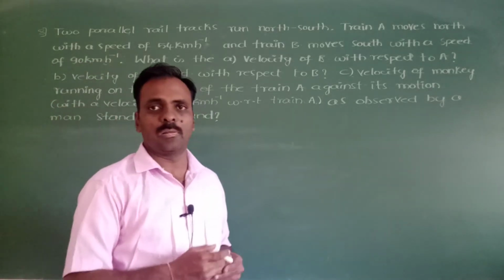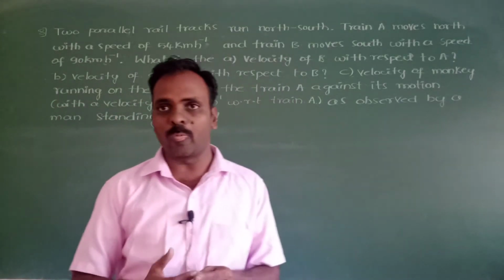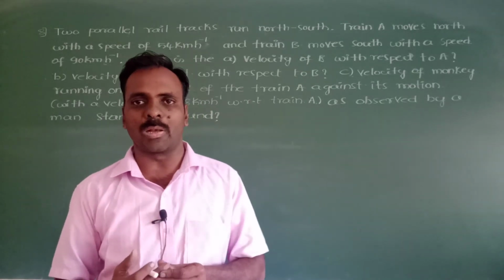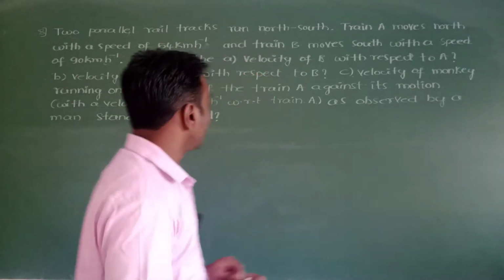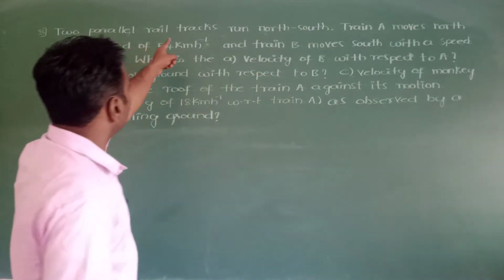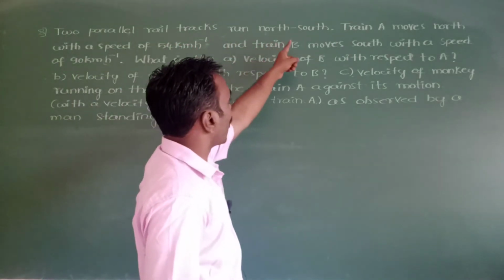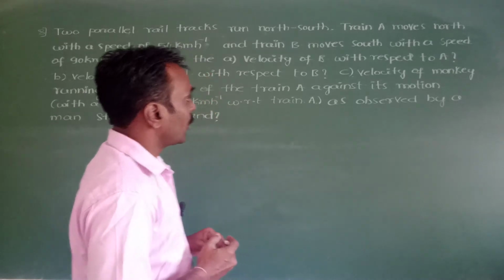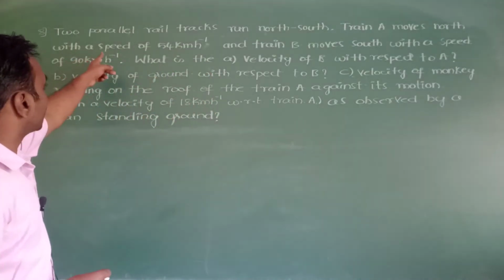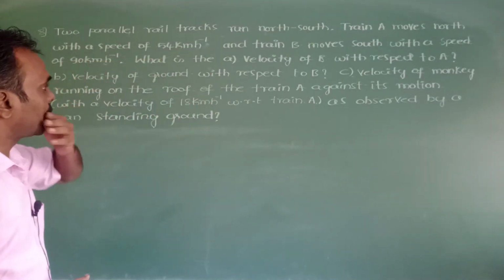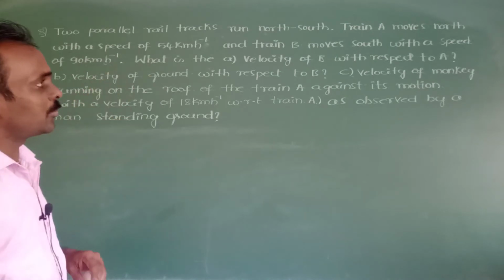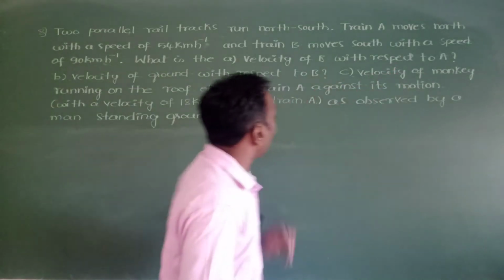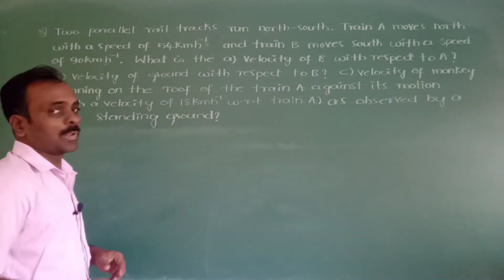Hello students, now in this class we solve some numericals on relative velocity. And the first question is, two parallel rail tracks run north to south. Train A moves north with a speed of 54 km per hour and train B moves south with a speed of 90 km per hour.